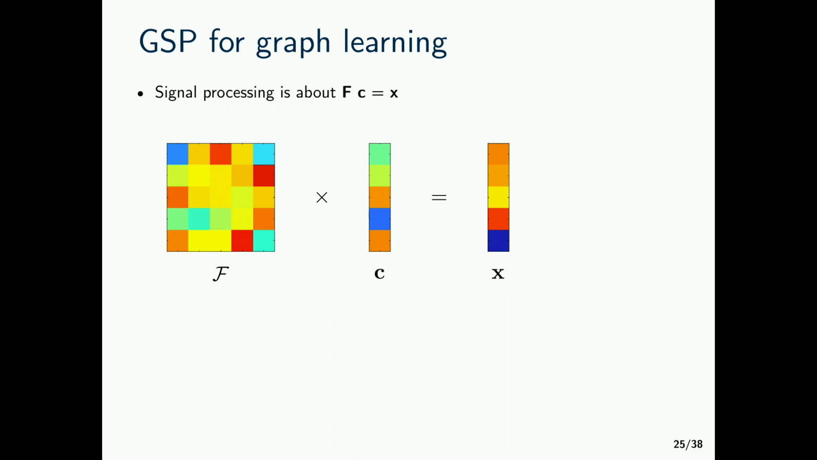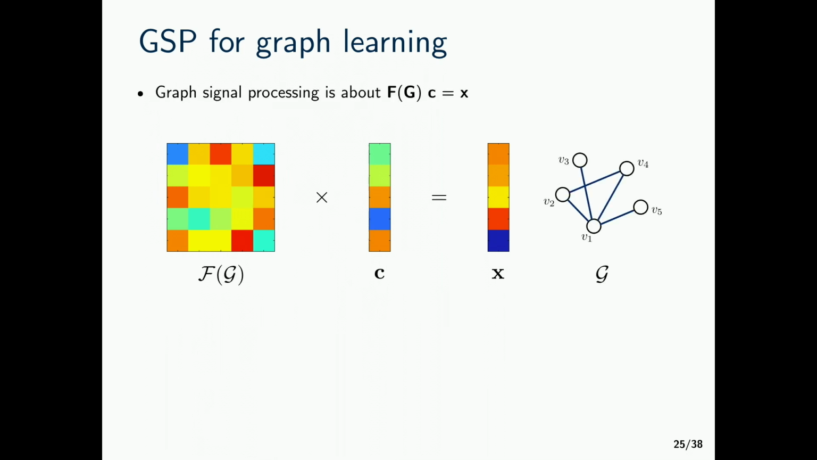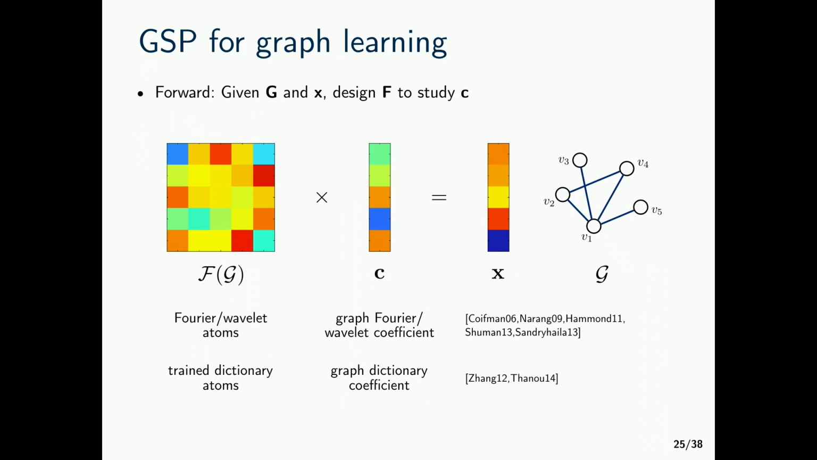In the classical signal processing approach, we care about a single function, F, so that's a synthesis view, where my signal x is represented as a linear combination of the columns of F. In the graph case, I know that my signal is defined on a graph G. Therefore, I adapt my representation F to be a function of G, and then I will have this new model. So the forward problem would be, if you are given a graph G and your signal x, to apply a Fourier transform to understand the properties of the signal. That's the forward step.